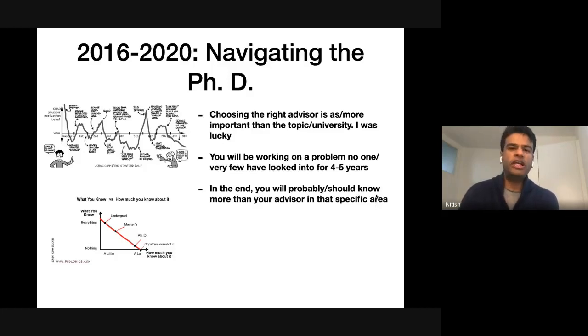Because your advisor typically will just give you a problem, and then tell you to go and find a solution to it. And he will probably have 4 or 5 other graduate students, all working on different problems. So typically, your advisor will have some sort of a high-level idea of what you're doing, but the minute details are something that only you will know. And at the end of your PhD, in your specific area, I think you should try to know more than what your advisor does, because you have been working on that particular area for 4 to 5 years, right? So you should know the most about that area.